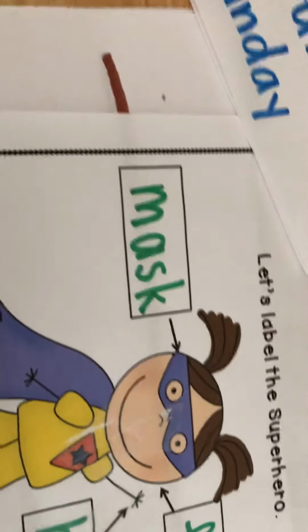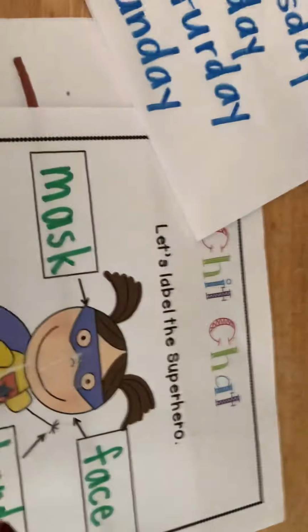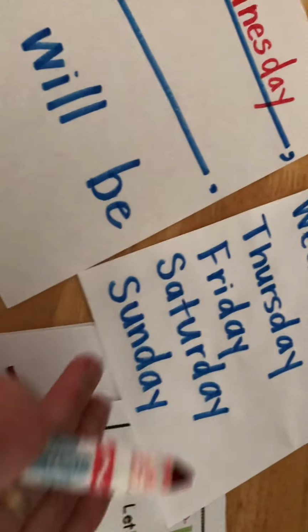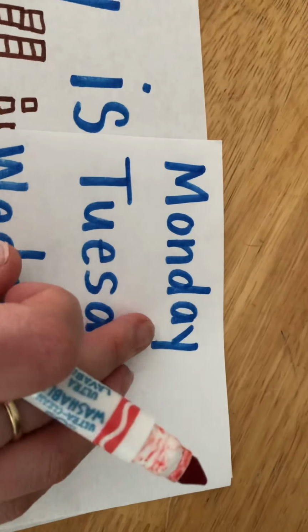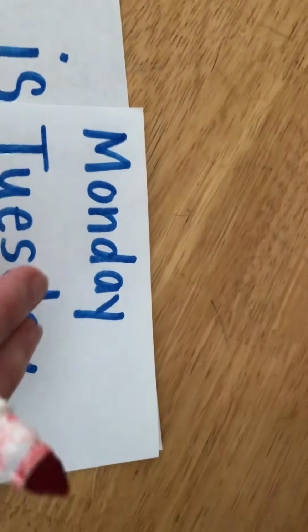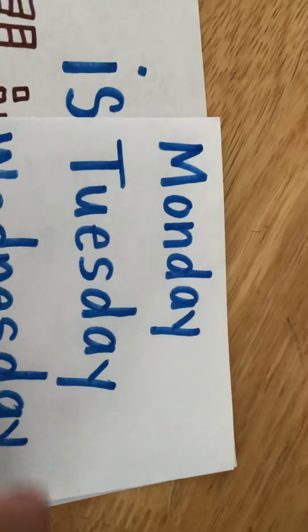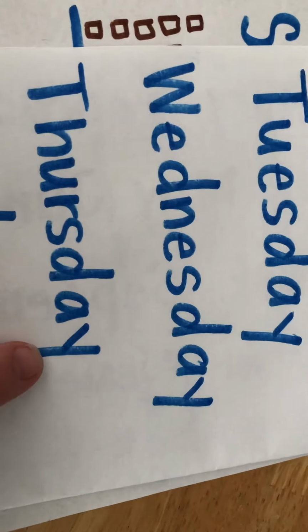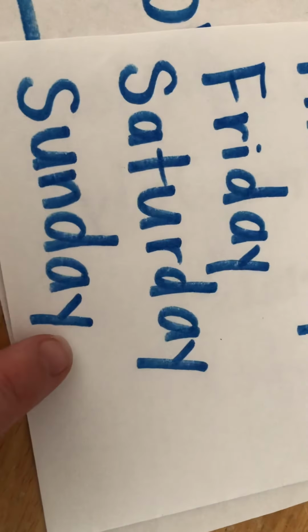And last week we had done some labeling with superhero. So before we do some writing with that, let's review our days of the week. We have the days of the week in our sequence or order. Let's review them. Help me read them. Monday, Tuesday, Wednesday, Thursday, Friday, Saturday, Sunday.